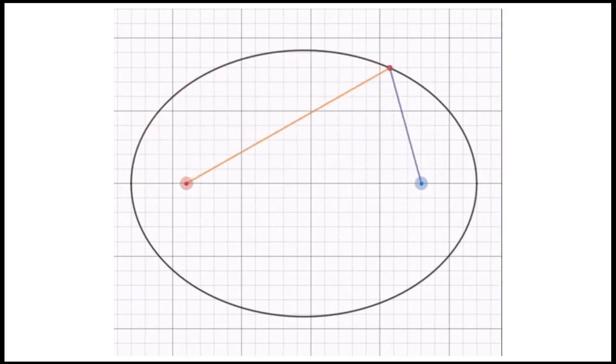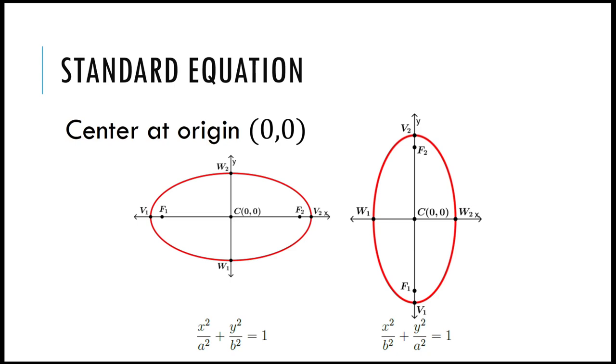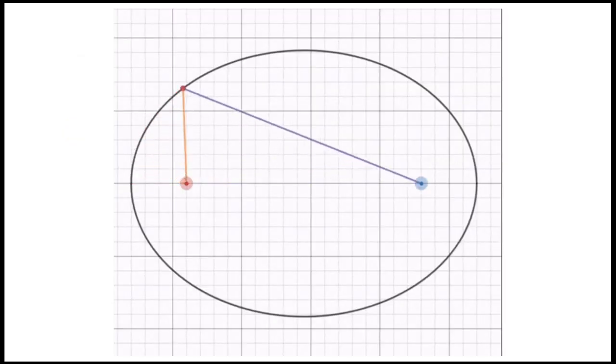So, as it moves, as you can see, yung length ng orange line and yung length ng purple line, pag pinagsama natin, laging constant. Ibig sabihin, parehas lang yung sum. Okay? Pag pinagdugtong-dugtong natin lahat ng points na yun, mafo-form natin yung tinatawag nating ellipse.